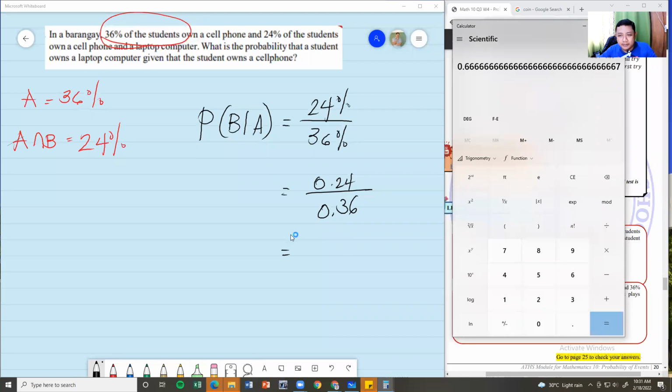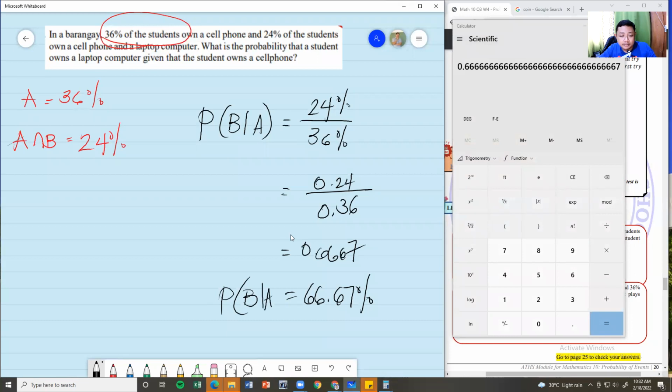Okay. What's the answer? That's 0.6667. When you multiply this by 100, this becomes 66.67%. So therefore, there is a 66.67% probability that a student owns a laptop, given that he or she also owns a cell phone. Can you follow? That is 66%.